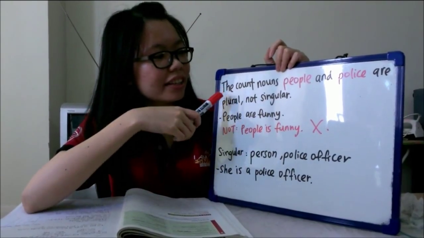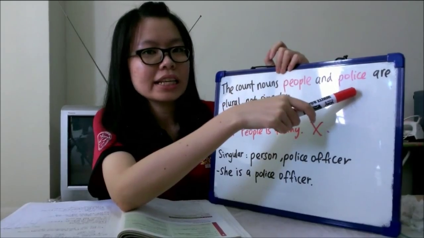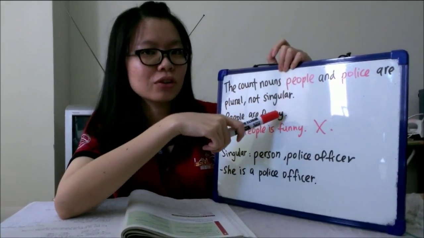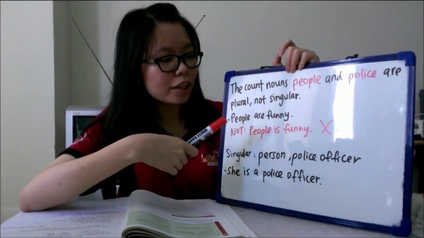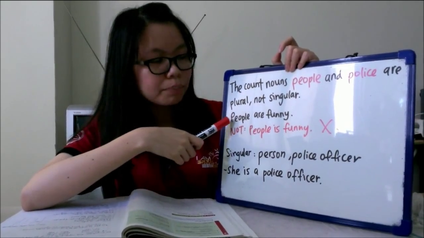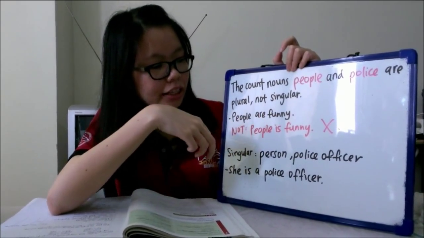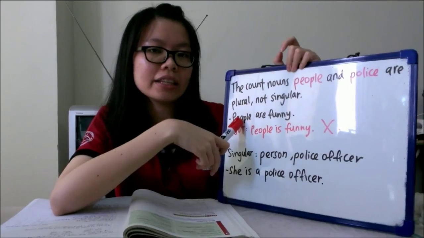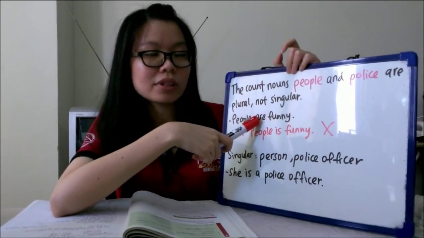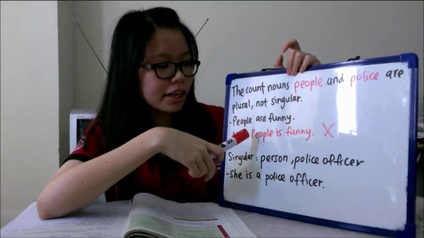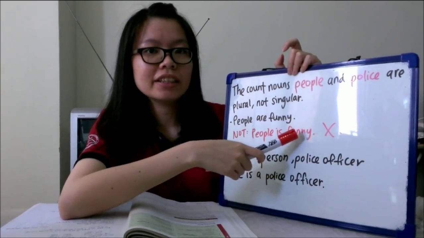In addition, the count nouns people and police are plural but not singular. They will take a plural verb. For example, people are funny. In this case, people shows that it is plural, so we use are. So we cannot say that people is funny. This is wrong.